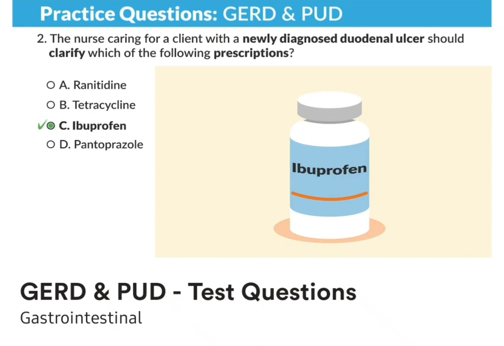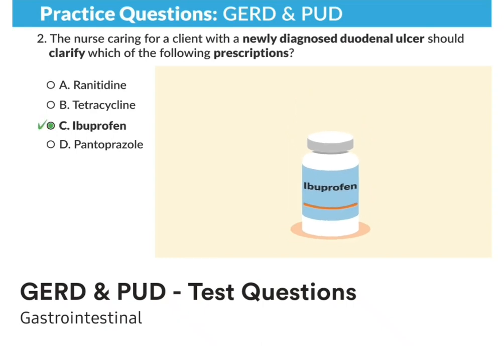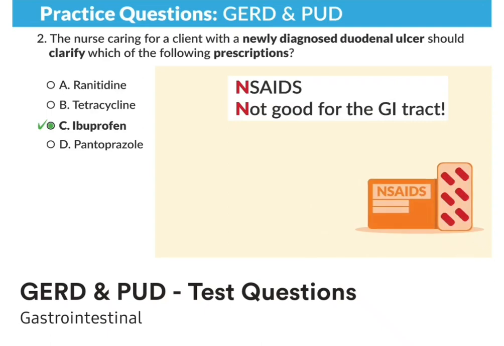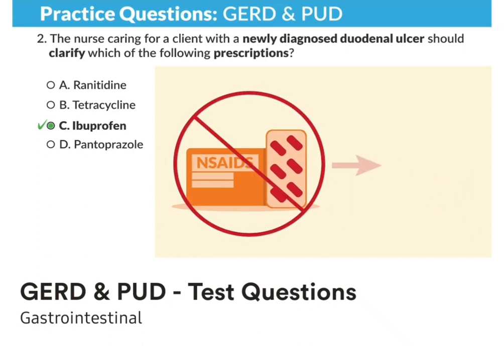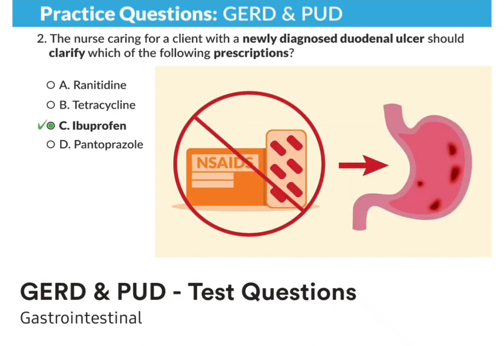Now, option C, ibuprofen, the NSAID. Yes, this is the most correct. We want to avoid this. Remember, NSAIDs are not good for clients with ulcers, since NSAIDs reduce the protective prostaglandins that are supposed to shield the intestinal lining. So without those protective prostaglandins, ulcers and scarring can develop.